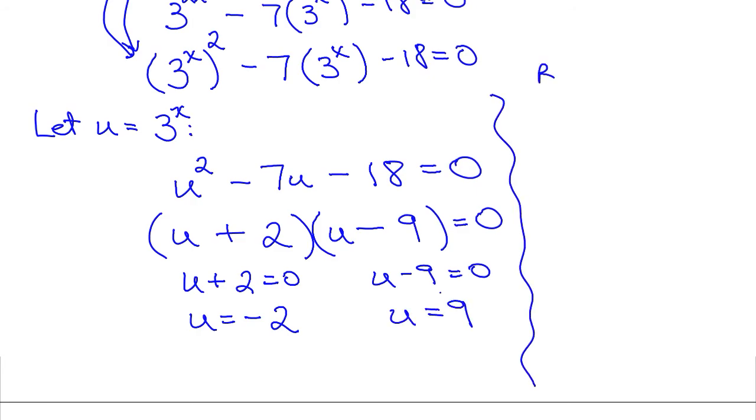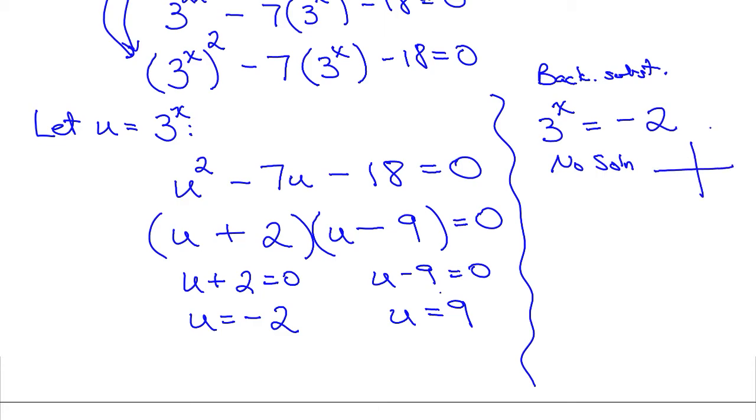Now we must back substitute, because we're not solving for u, we're solving for x. And what was u? Well, first of all, u was 3 to the x. That's equal to negative 2. This equation has no solution, because if you remember, the exponential function never is negative, at least not without some transformations.